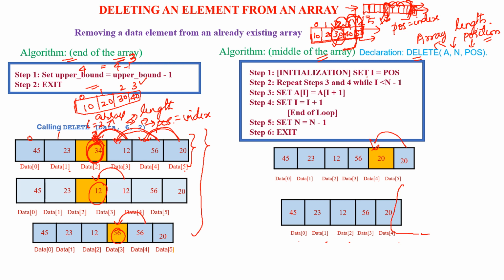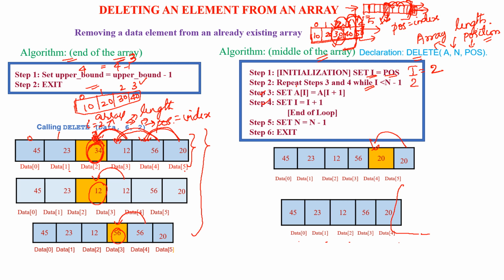That's all. So how will you describe it through your algorithm? See here, set I is equal to position. Now what is your I? The position in which your element has to be deleted, I is equal to 2. Now you have to start shifting one by one. So you can go for using a loop, any loop. Here I have considered a while loop. Step 2, repeat step 3 and 4 while I is less than n minus 1.